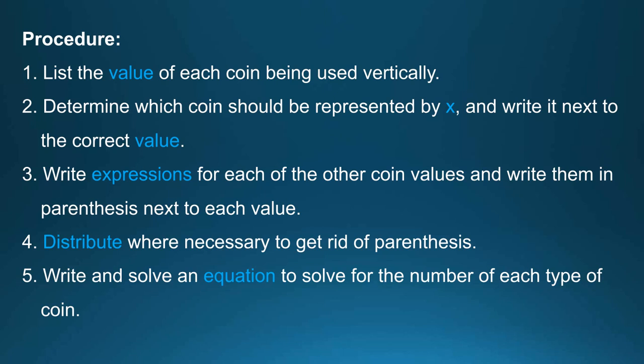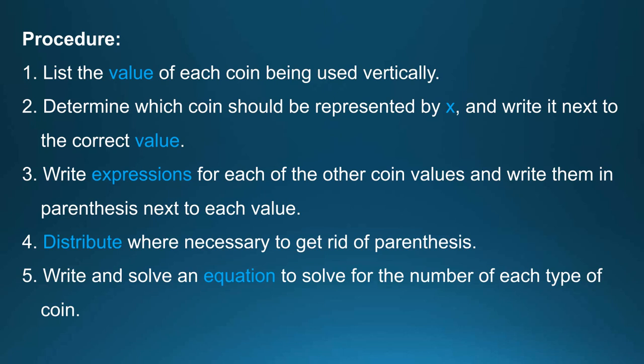Second, determine which coin should be represented by X and write it next to the correct value. Third, write expressions for each of the other coin values and write them in parentheses next to each value. Fourth, distribute where necessary to get rid of parentheses. And last, write and solve an equation to solve for the number of each type of coin.